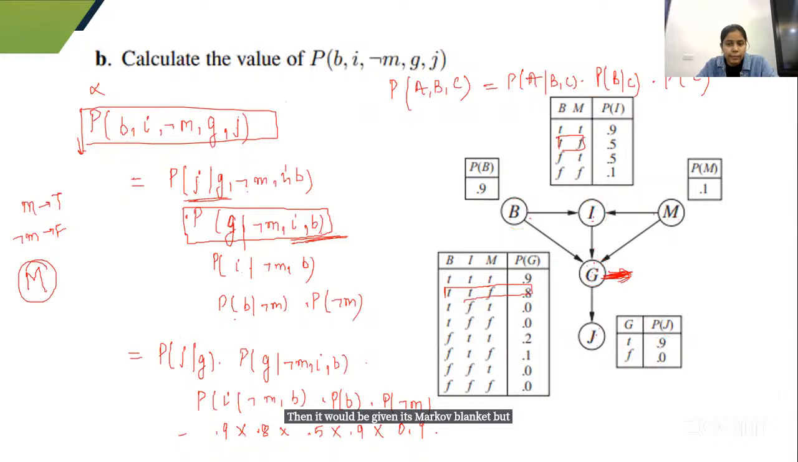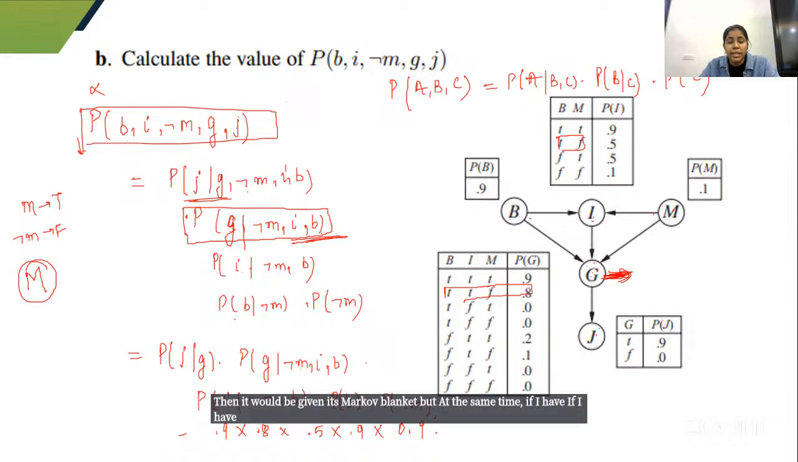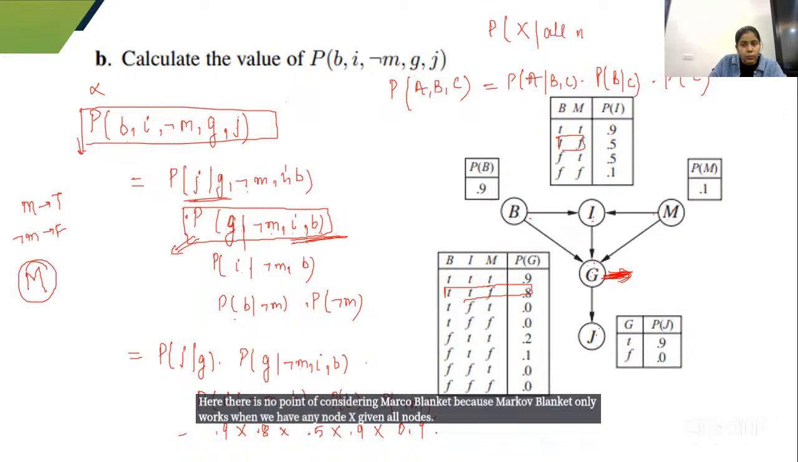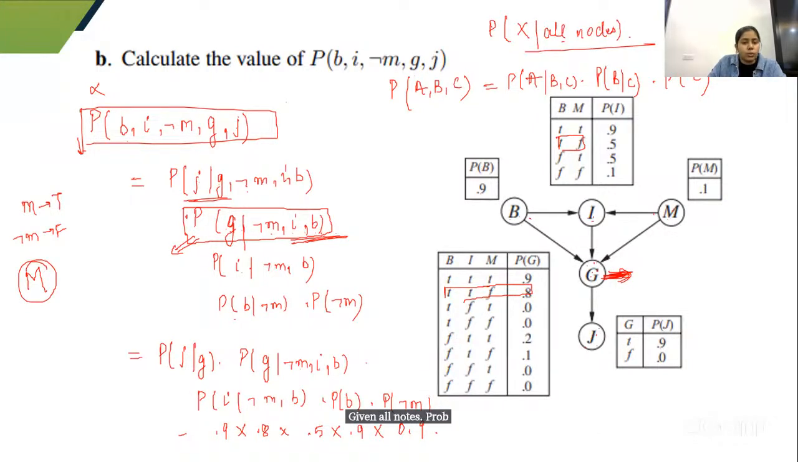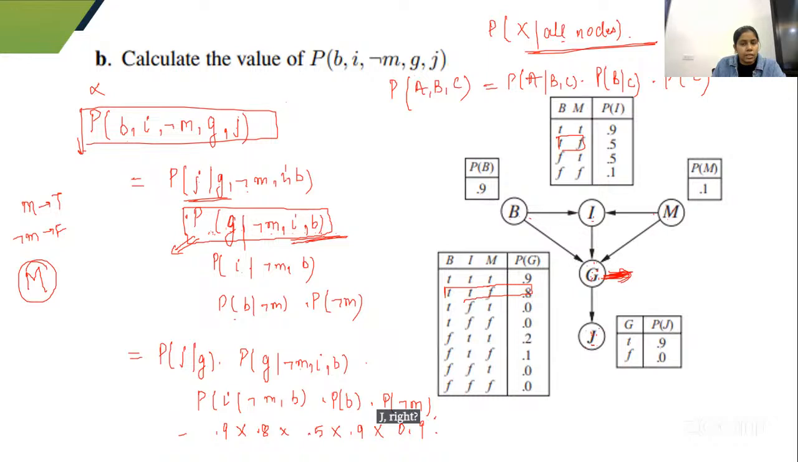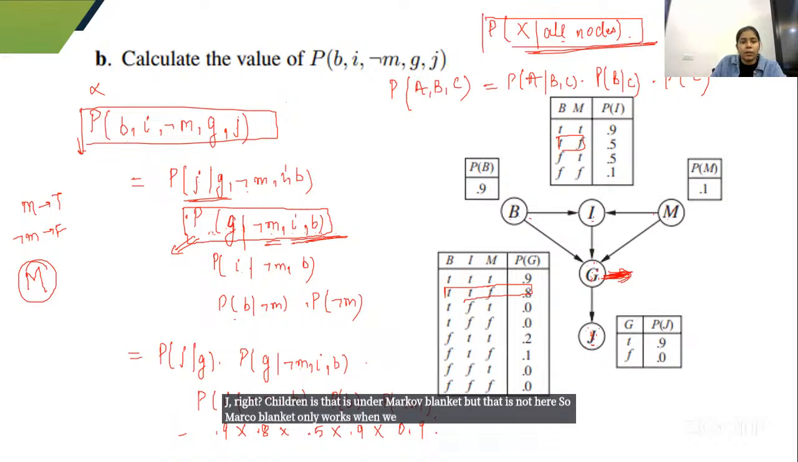But if I do not have all the nodes, here you can see that if I take this probability of G given negation M, comma, I, comma, B, there is no point of considering Markov blanket, because Markov blanket only works when we have any node X given all nodes. So here Markov blanket does not work, because probability X given all nodes would include J as well, because the child of G is J, right? Children is J. That is under Markov blanket, but that is not here. So Markov blanket only works when we have probability X given all nodes, right?